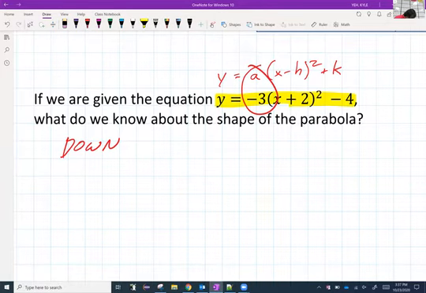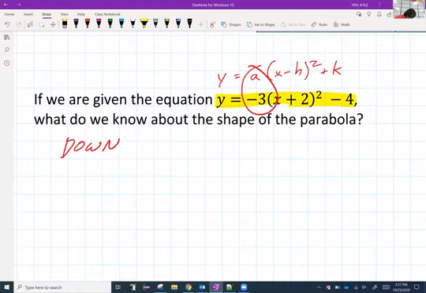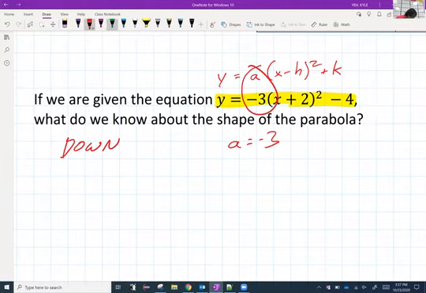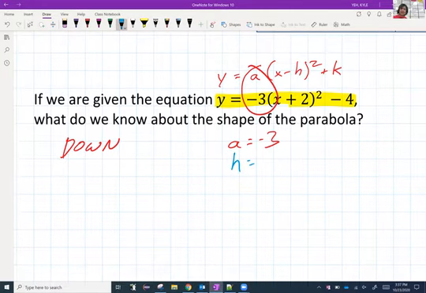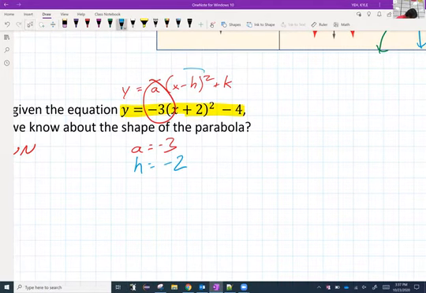I don't want to erase my highlighting, but my pen's not really erasing anything right now. Okay. So we know that a is negative 3. I'll kind of list that out below. What is h? Well, h, we're told, is whatever's in there with the x inside the squared quantity, but in the form it's x minus h squared, and here we have x plus 2 squared. So what does that mean? That means h is negative 2. I'm going to give you 2 ways to see this and know this. First way is just from the equation.